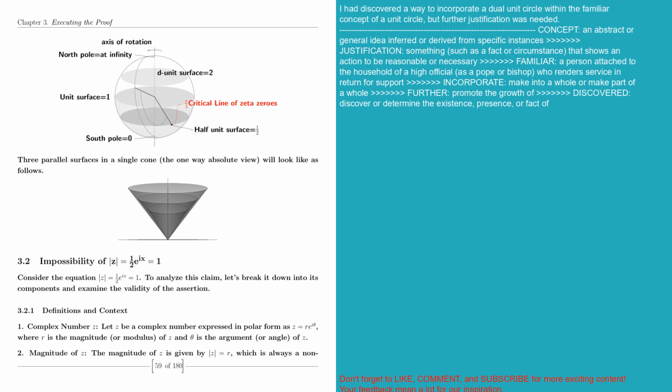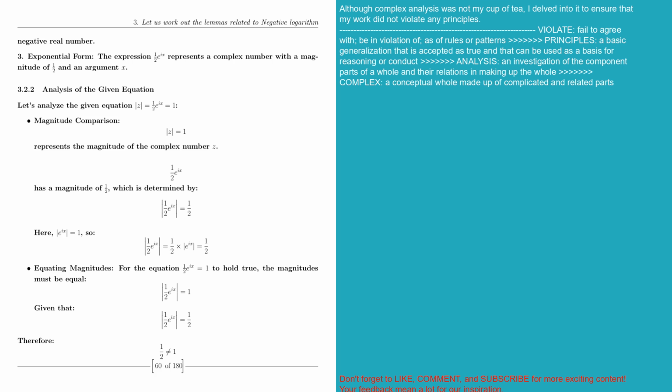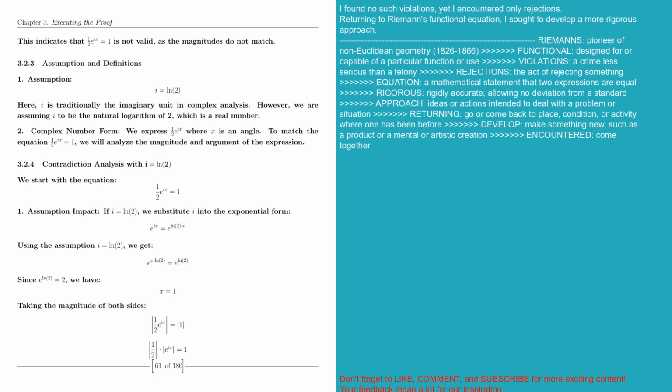I had discovered a way to incorporate a dual unit circle within the familiar concept of a unit circle, but further justification was needed. Although complex analysis was not my cup of tea, I delved into it to ensure that my work did not violate any principles. I found no such violations, yet I encountered only rejections. Returning to Riemann's functional equation, I sought to develop a more rigorous approach.